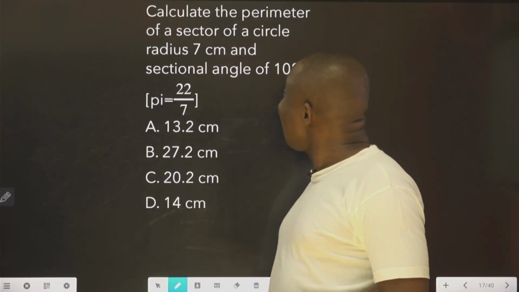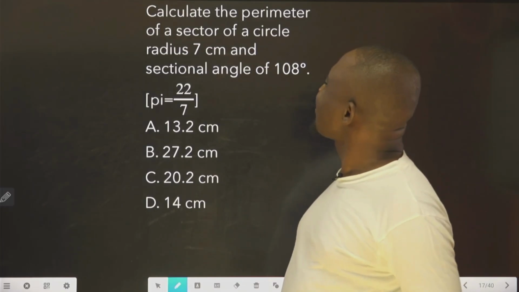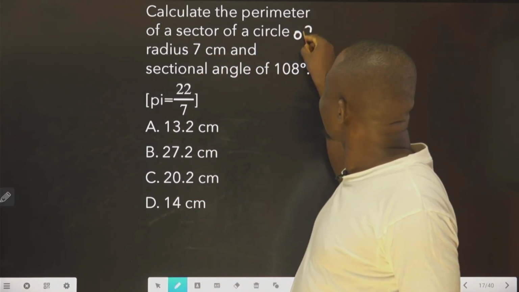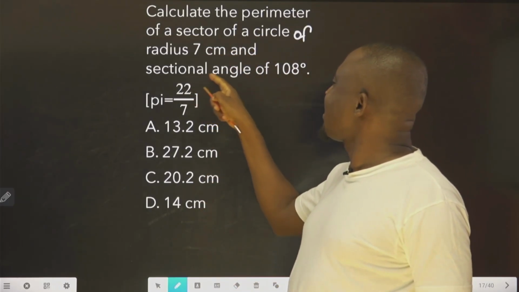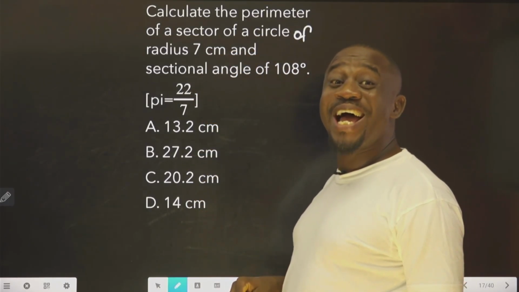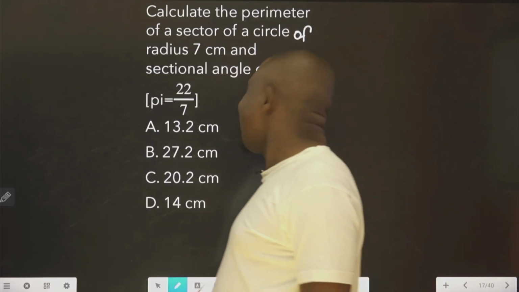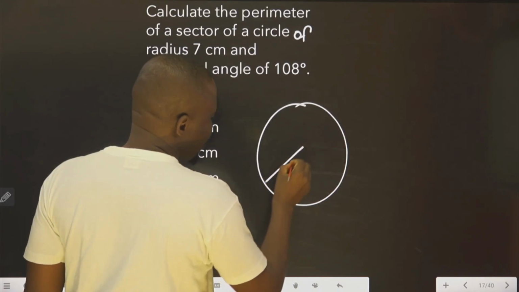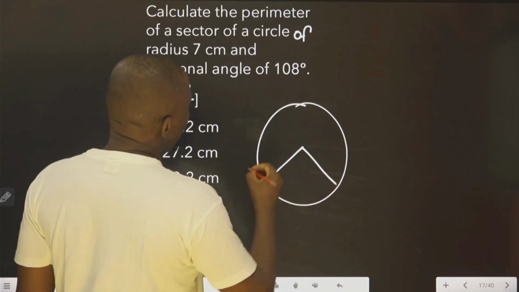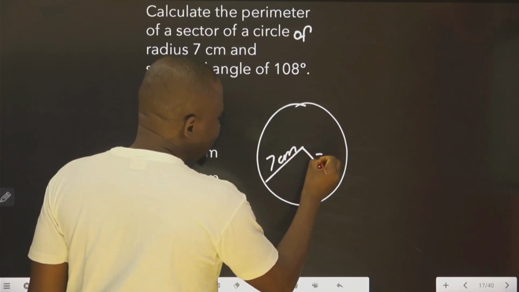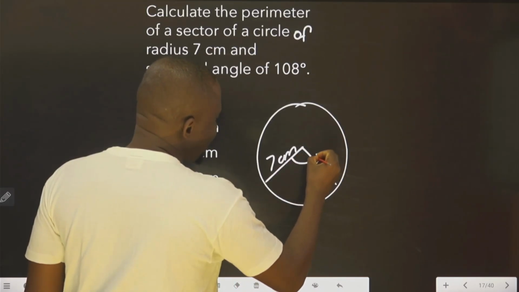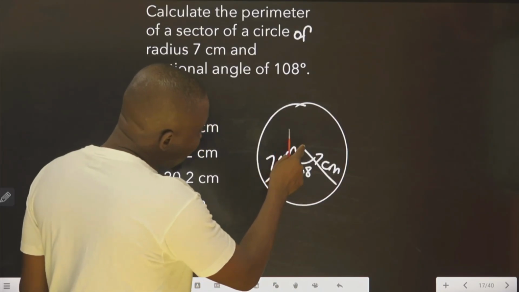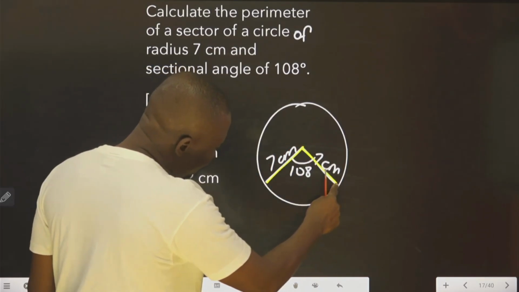It says, calculate the perimeter of a sector of a circle of radius 7 centimeter, and sectional angle of 108 degrees. Remember, if this is a circle, we consider this as the sector, okay? We are given that this is 7 cm, this is also 7 cm. This is given to us to be 108. We are asked to find the perimeter, that is, this length plus this length plus this length.